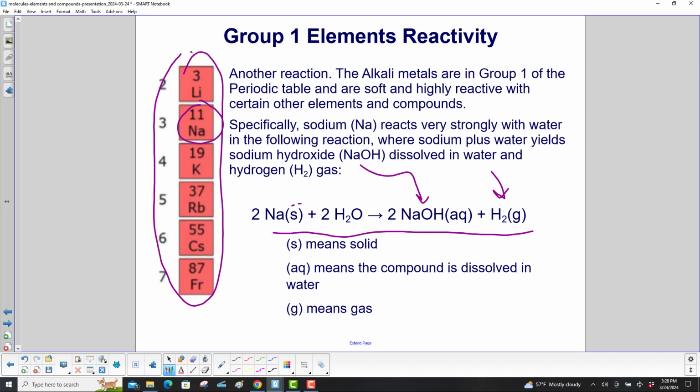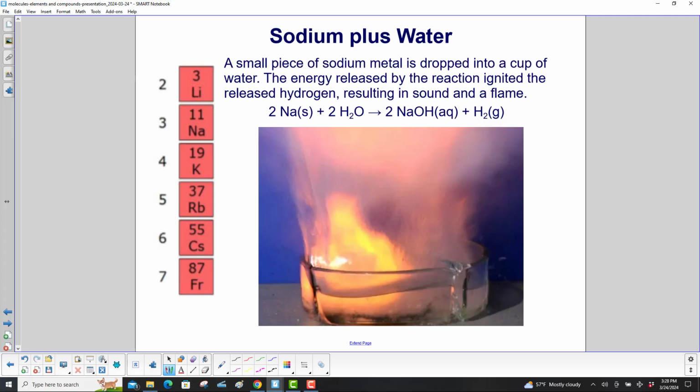The symbols here: S means solid, AQ means the compound is dissolved in water, the real word there is aqueous, and G means gas. Now, what do we mean by very reactive? Well, if you were to drop a small piece of sodium metal into a cup of water, the energy released by that reaction ignites the released hydrogen, resulting in a large sound and a flame. That's what we mean by very reactive. If you were to drop a little block of aluminum in the water, nothing would happen.